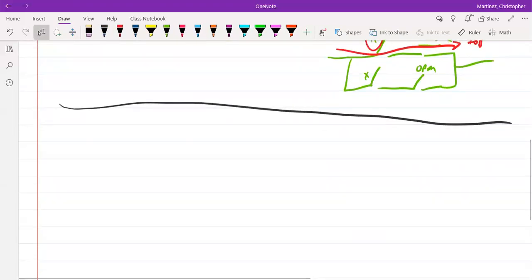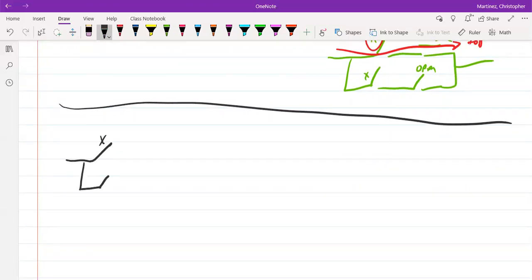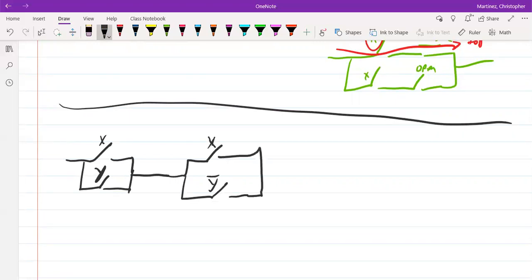All right, so now let's look at something a little bit different. I have an x, I have a y, that's going to be ORed with an x and a y bar. Okay, and this would be our output z.